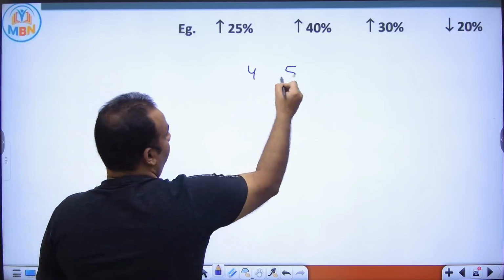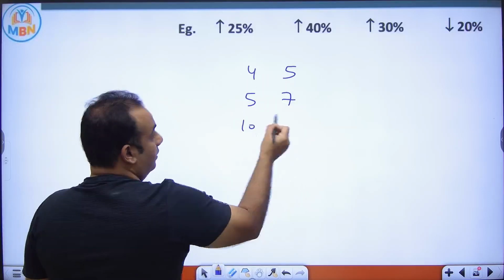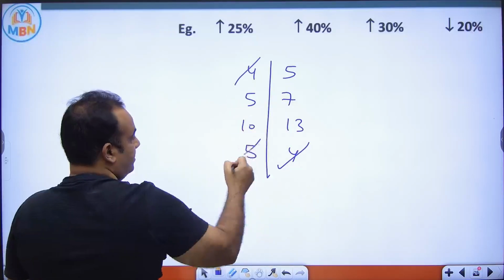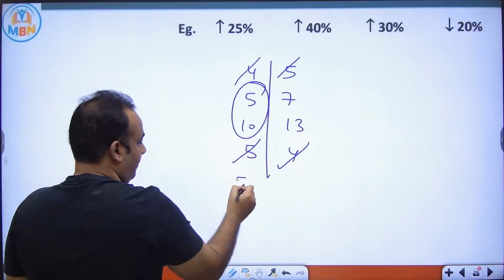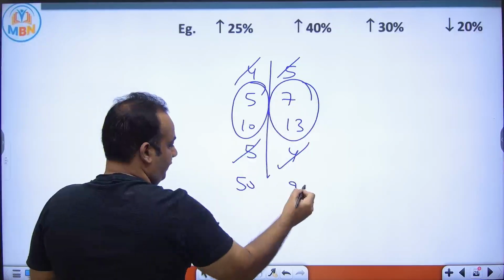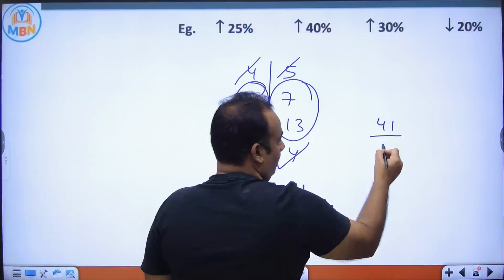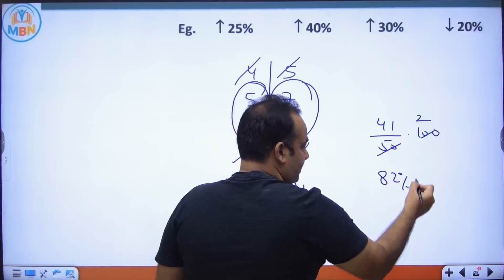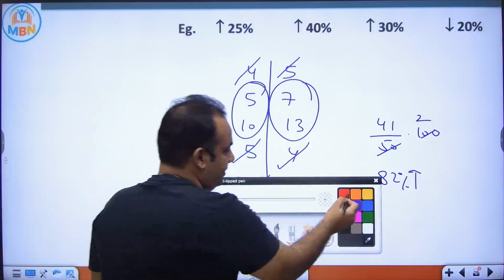4 to 5, 5 to 7, 10 to 13, and from 5 to 4. This is cancelled. This is cancelled. So this is 50 and this is 91. So from 50 to 91, there is an increase of 41 with respect to 50. So the answer is 82% increase.